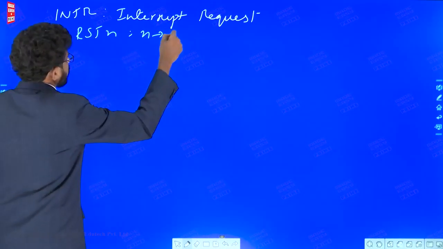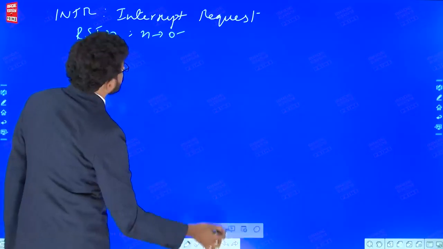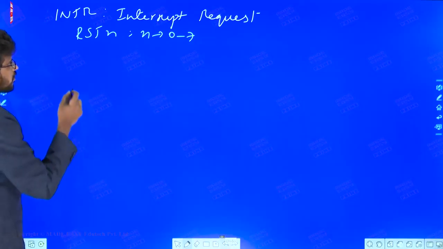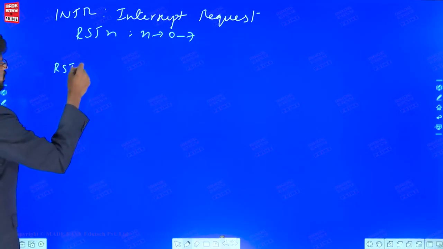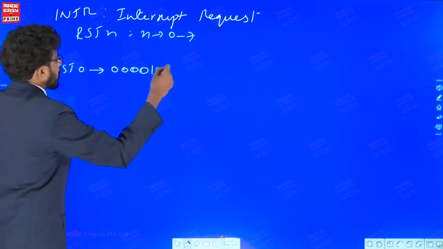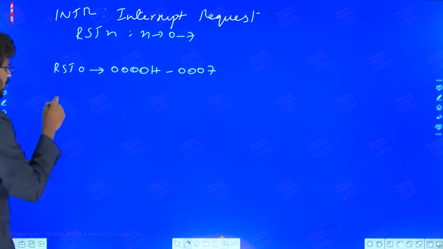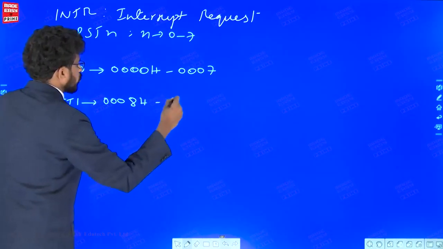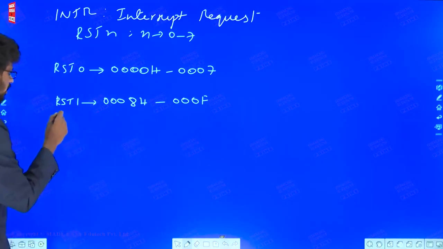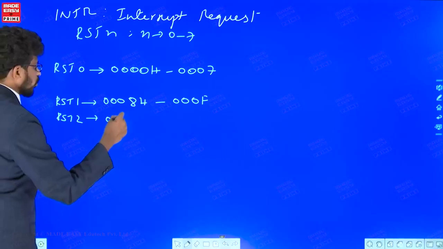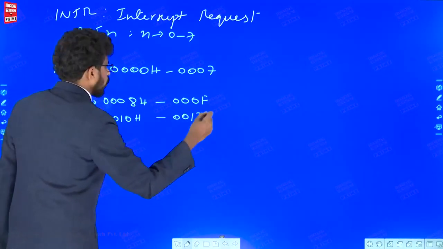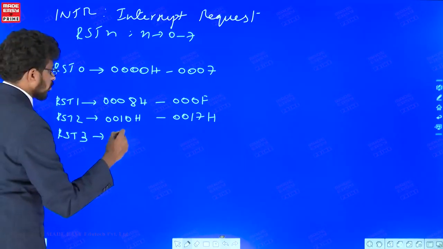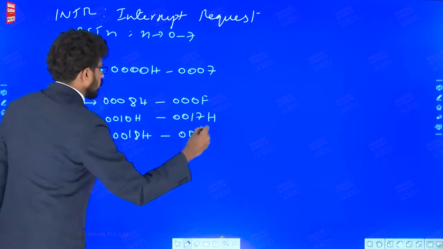The value of n is from 0 to 7. So these are also vectored interrupts. They have got 8 bytes each. So RST0 starts from 0000H to 0007. RST1 starts from 0008H to 000F. And RST2 is from 0010 to 0017. RST3 is from 0018 to 001F.